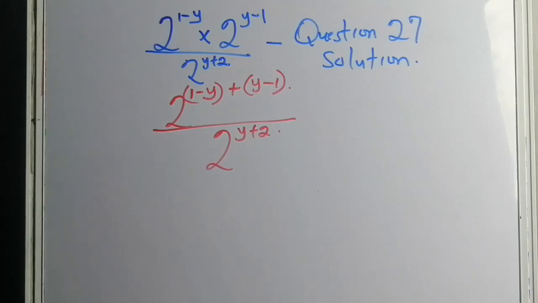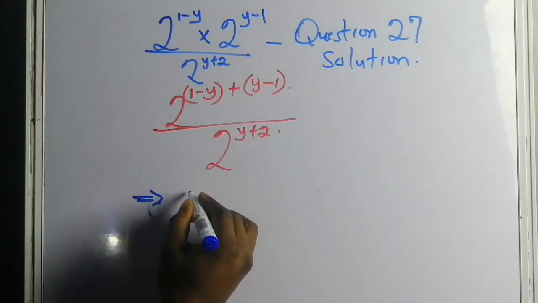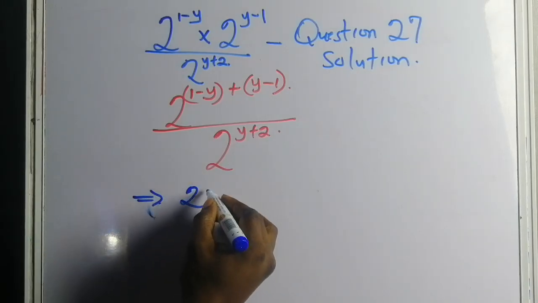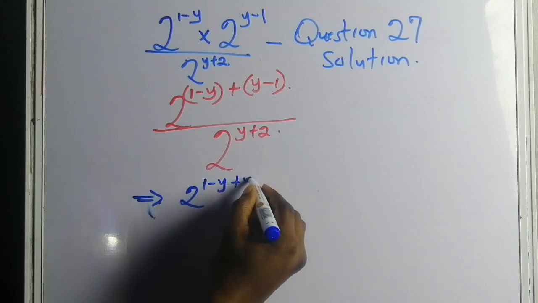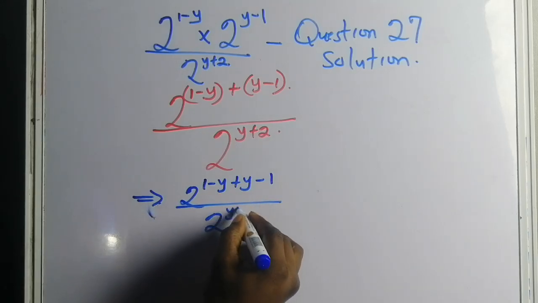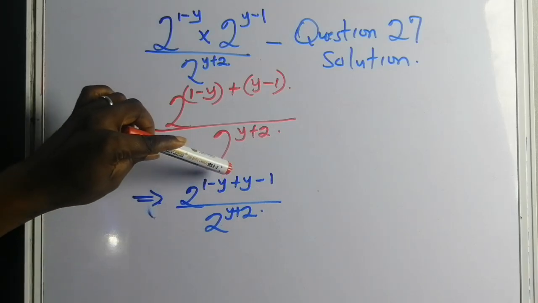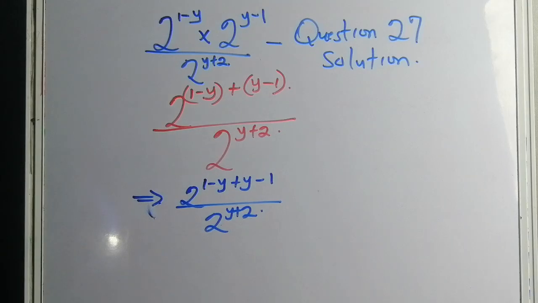So then what you will now do is that you can combine them together for the numerator. So you can now say this is equal to 2 raised to power 1 minus y plus y minus 1, all over 2 raised to y plus 2. Now, if you look at this very well, minus 1 plus 1 will cancel each other.